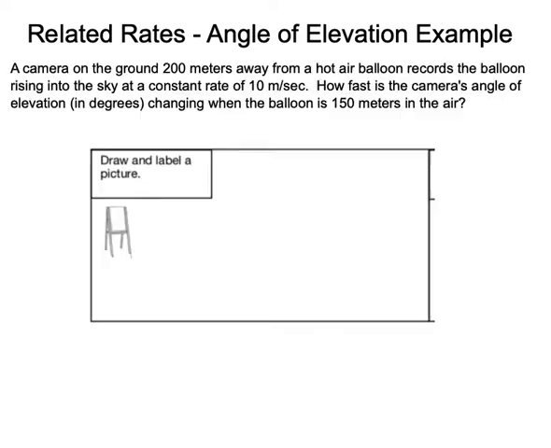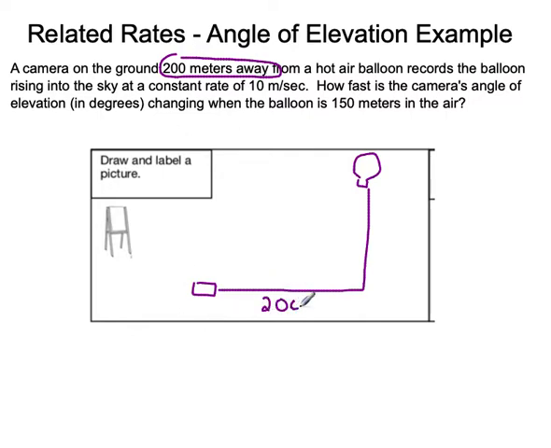Okay, so after we've written down the problem, the next thing we're going to do is draw and label a picture. So to label a picture, I need to think about where the camera is. So the camera is down here, and then I need to think about where the balloon is. So the balloon is up over here. Here's my balloon. Okay, so we're told from the problem that it's 200 meters away on the ground. So we know that the distance from here to here is going to be 200 meters. And we know this is going to form a right angle.